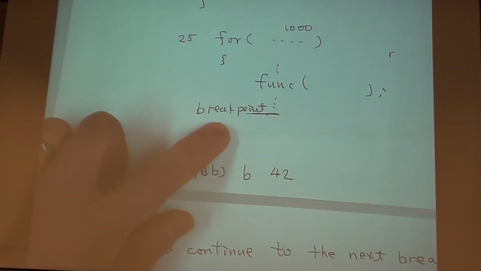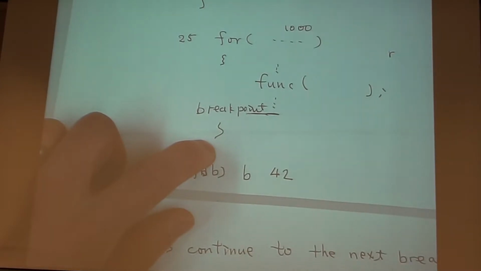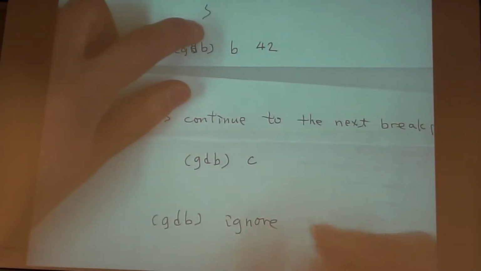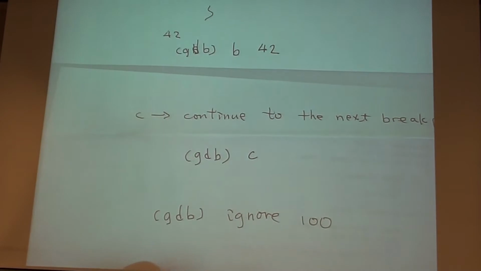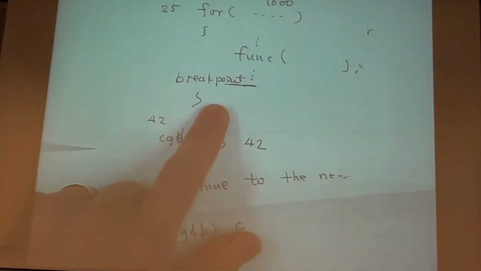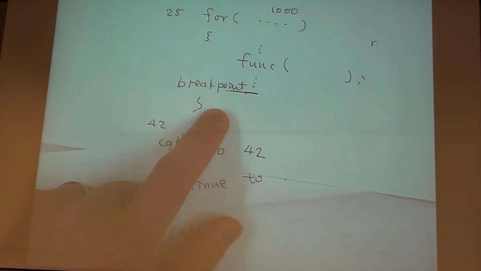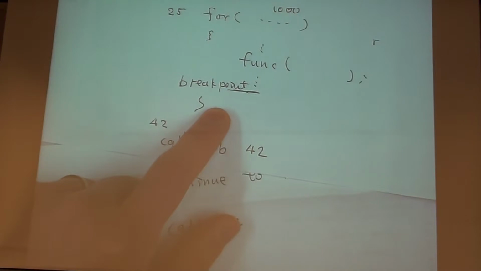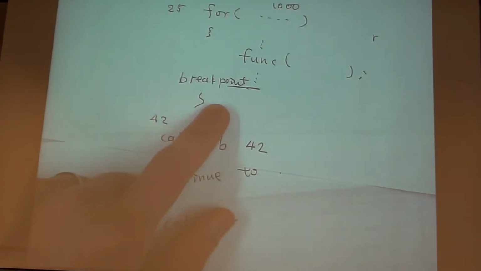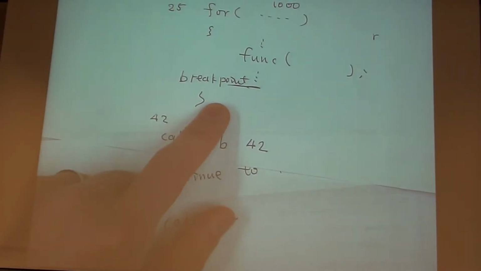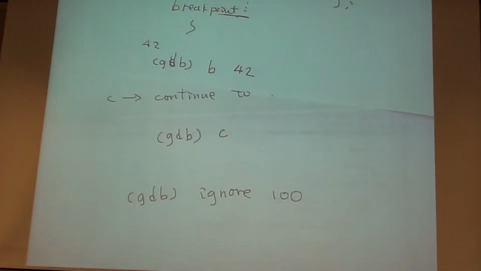But for some reason, you think the first 100 times is fine. You say, don't stop the first 100 times. You can say ignore 100. That way, GDB will hit a breakpoint, and you have a counter. The first time you encounter the breakpoint, you will not stop. The second time, you will not stop. You will stop after the 100 plus 1 time. So ignore is a good command. Does that answer your question?